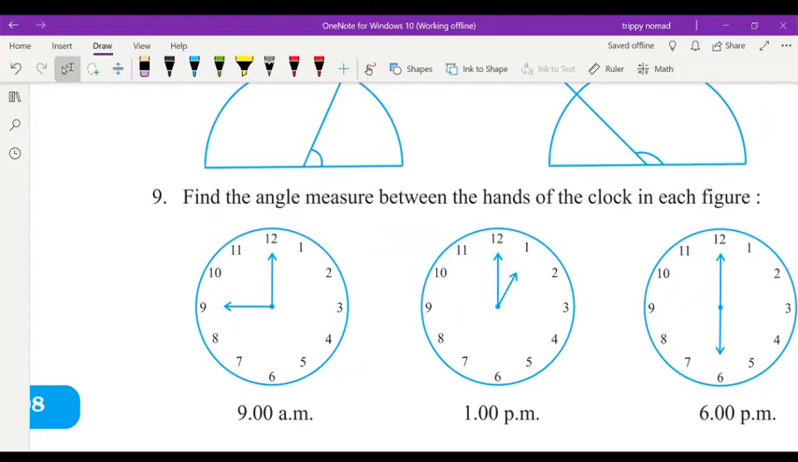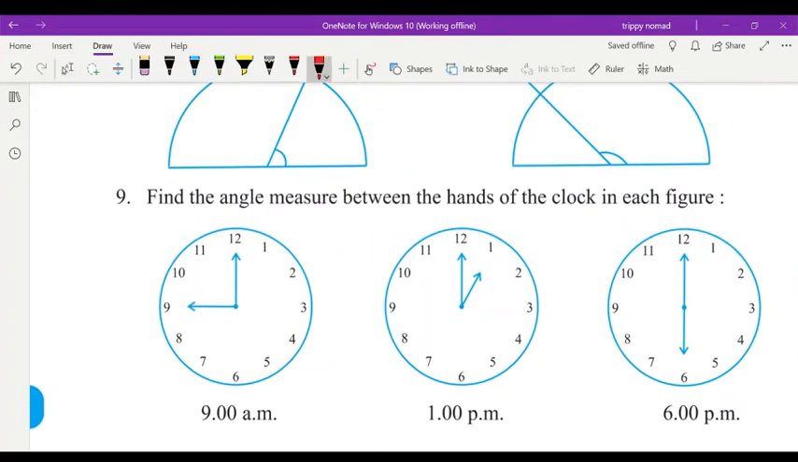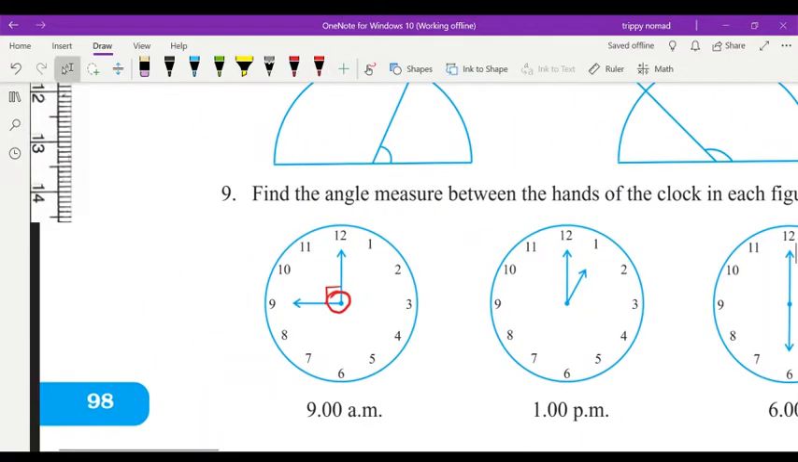Now question number 9. Find the angle measure between the hands of the clock in each of the following. Children, this one you can tell very quickly. How much? That is 90 degrees. There is one way to find out 90 degrees. Now children, this complete one is how much? Around a point, that is 360 degrees.